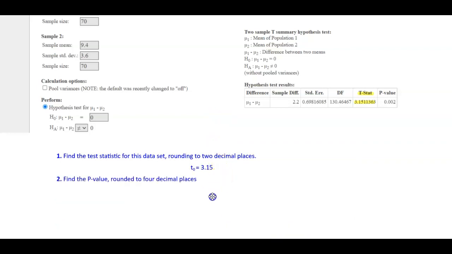Now what we want to do is find the p-value and round it to 4 decimal places, but we only have 3 decimal places for that. So if we take a look at the p-value here, we end up getting 0.002.